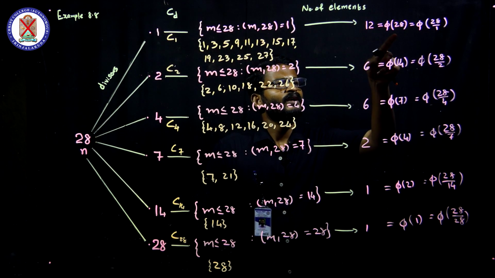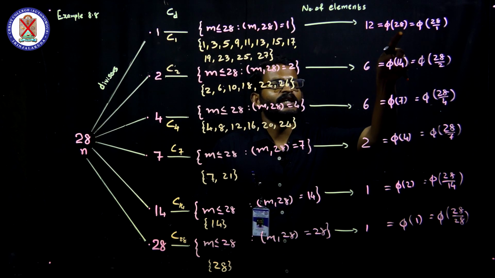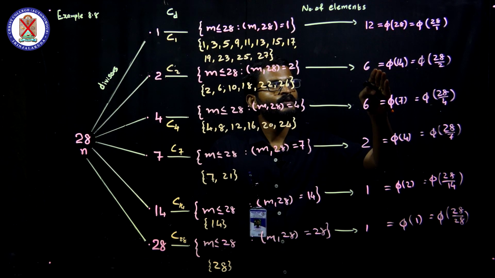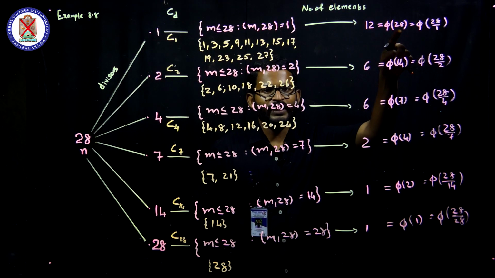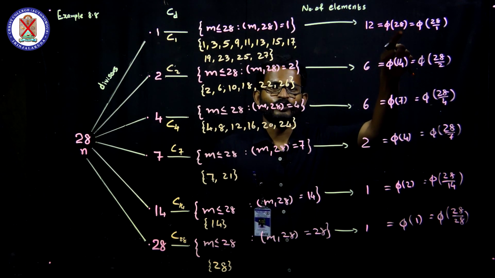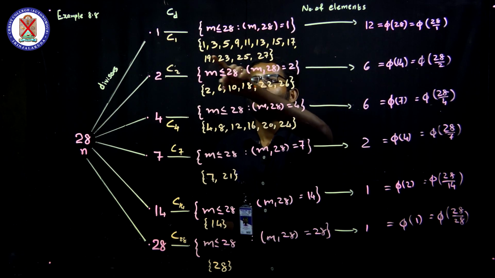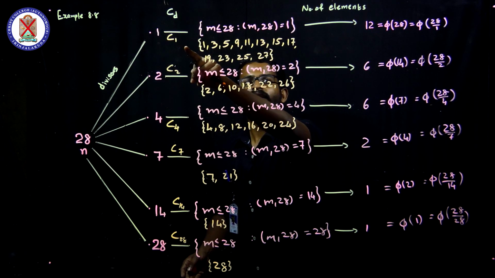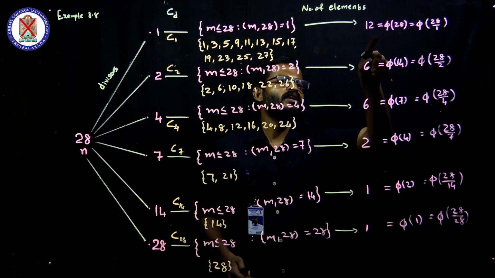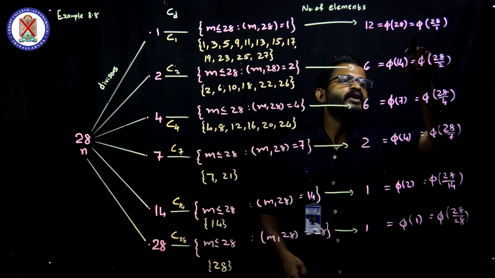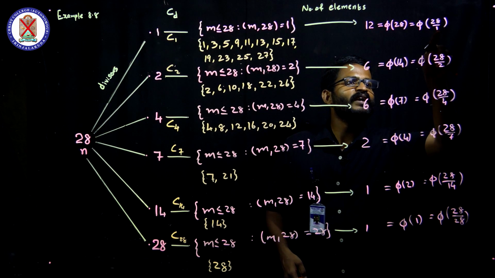Then what is phi of 28? Phi of 28 means the number of integers less than or equal to 28 and relatively prime to 28. That is phi of 28. By computation, phi of 28 is 12. That is, in C1 there are 12 elements and that 12 is equal to phi of 28, and phi of 28 means phi of 28 by 1, and this one is the divisor 1.